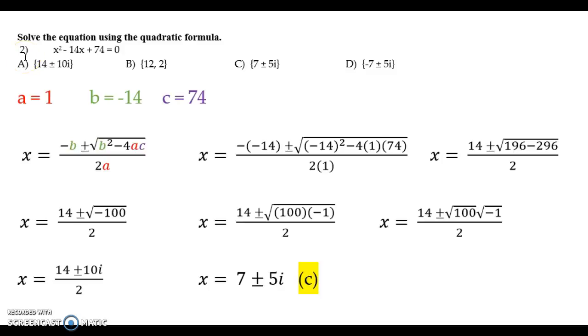On number 2, we're going to be using the quadratic formula. It is on page 117. This is a formula hopefully you can memorize.